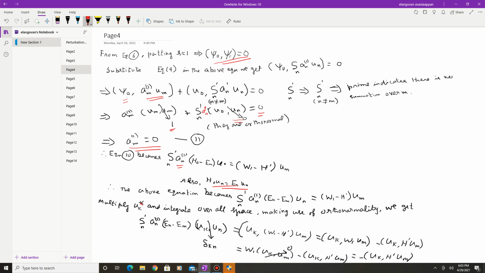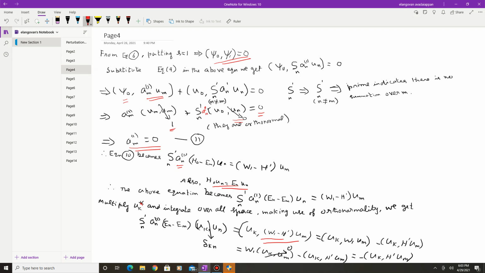Now what is uk un? This is orthonormal, therefore delta kn. Only when k is equal to n it is 1, otherwise it is 0. The other side, this term can be split into two parts: uk w1 um, an inner product of uk with w1 um, minus uk comma h prime um. So this can be split into two equations.